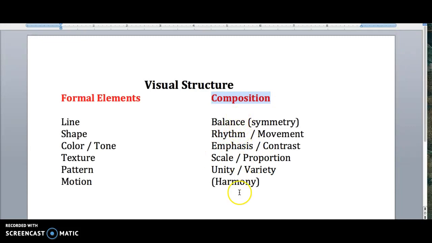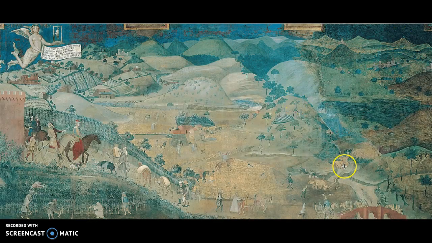One more thing here. I've got this list of composition, and as I was talking about scale and proportion, I mentioned depth. And oftentimes, and I just forgot to put it here, depth is something that shows up when we're talking about formal elements as well, so how the illusion of depth is shown. And there are lots of ways to show the illusion of depth. For example, here we have hills that are larger than farther away hills.